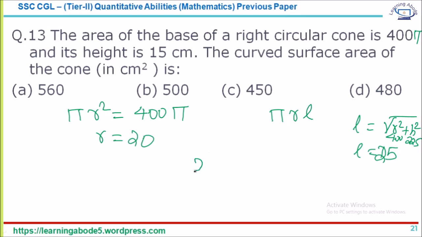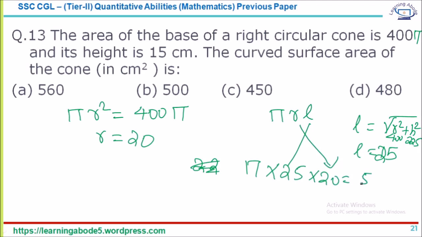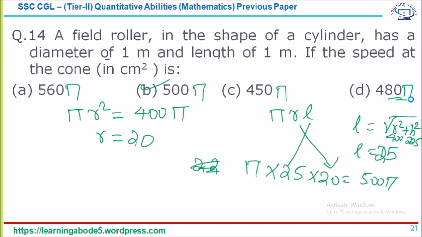So pi into 25, where 25 is L, and this r is 20. So that's 500 pi. Okay, so the answer is this. Sorry, pi is missing in the answer choice. That's answer option B. 500 pi is the answer for question number 13.